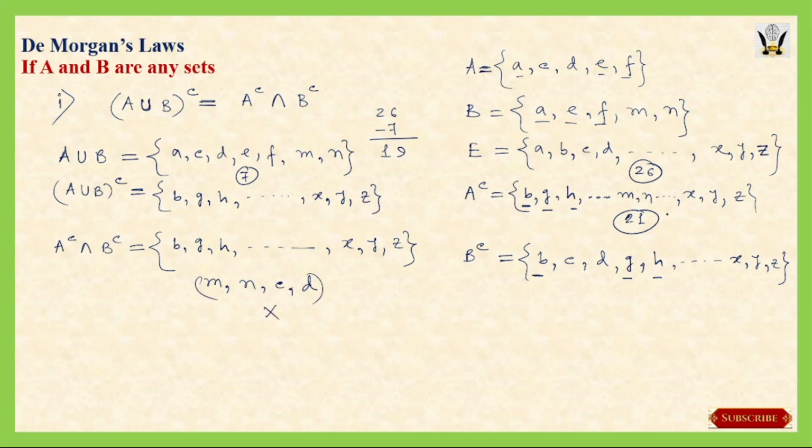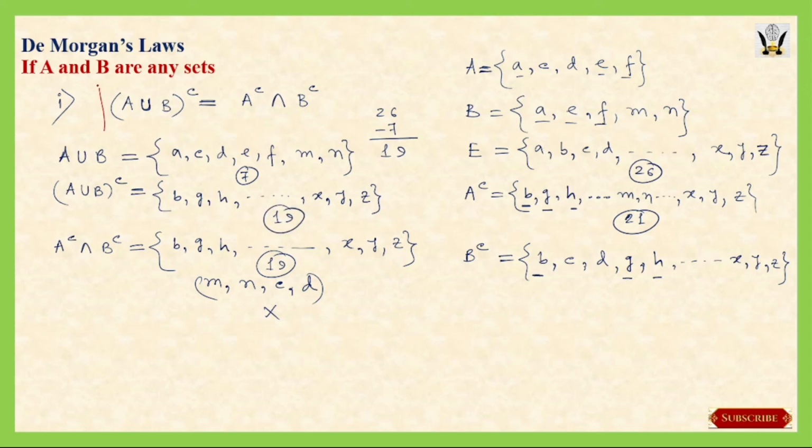So A complement has 21 elements, but it will not consider MN. The rest 19 elements it will consider, and that will be part of this resultant set. Similarly, from B complement also, it will not include C and D, but the rest 19 elements it will include in this resultant set, because the rest 19 elements are common with A complement. That means this resultant set also will have 19 elements, which will be equal to the other resultant set.